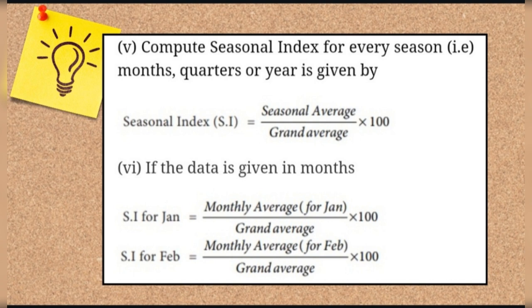The basic formula for calculating the seasonal index is the ratio of seasonal average to grand average multiplied by 100. If the data is given month wise, like January, February, we'll go month wise. First, we'll pick the seasonal index for January, and it will be calculated as the monthly average for the month, that is January, upon the grand average multiplied by 100. Similarly for February and other months further. This will be shown in the coming slides.